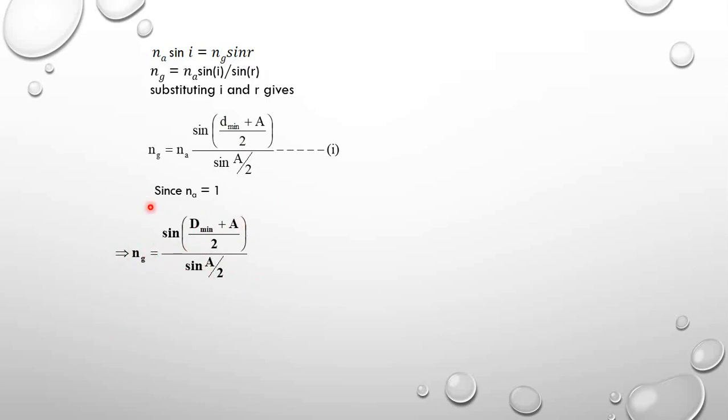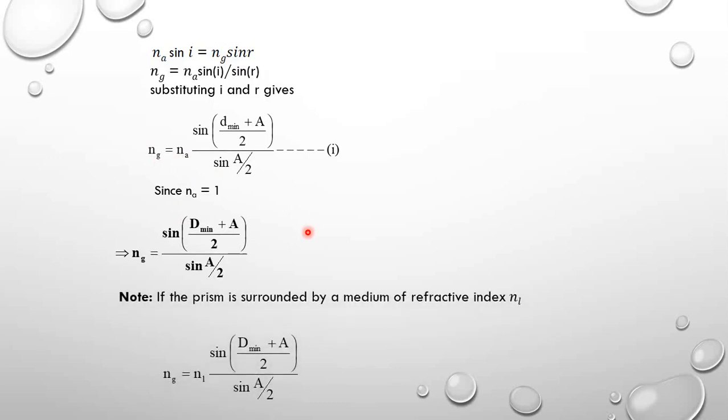Also, if we are moving from maybe a liquid into the glass, it means that this air would be L, and therefore the formula would be Ng is equal to NL sine of D min plus A divided by 2, over sine of A divided by 2. So this is what we would have if you had immersed the prism in a liquid.